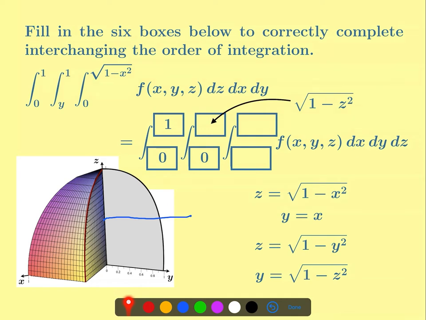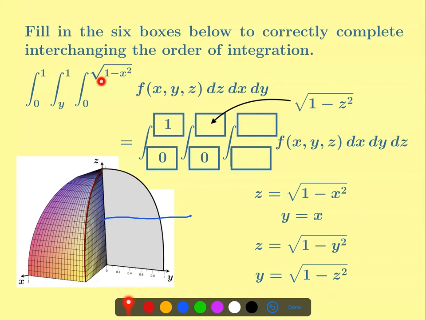Finally, we have to deal with x. So we want to take a line going in the direction of the positive x-axis. And we want to go from the back of our solid to the front of the solid, because we want to go in the positive x direction. So the back of the solid, x equals y. That was this plane. To the front of the solid, that was this cylinder, so I need to solve for x here. z is equal to the square root of 1 minus x squared on the cylinder.